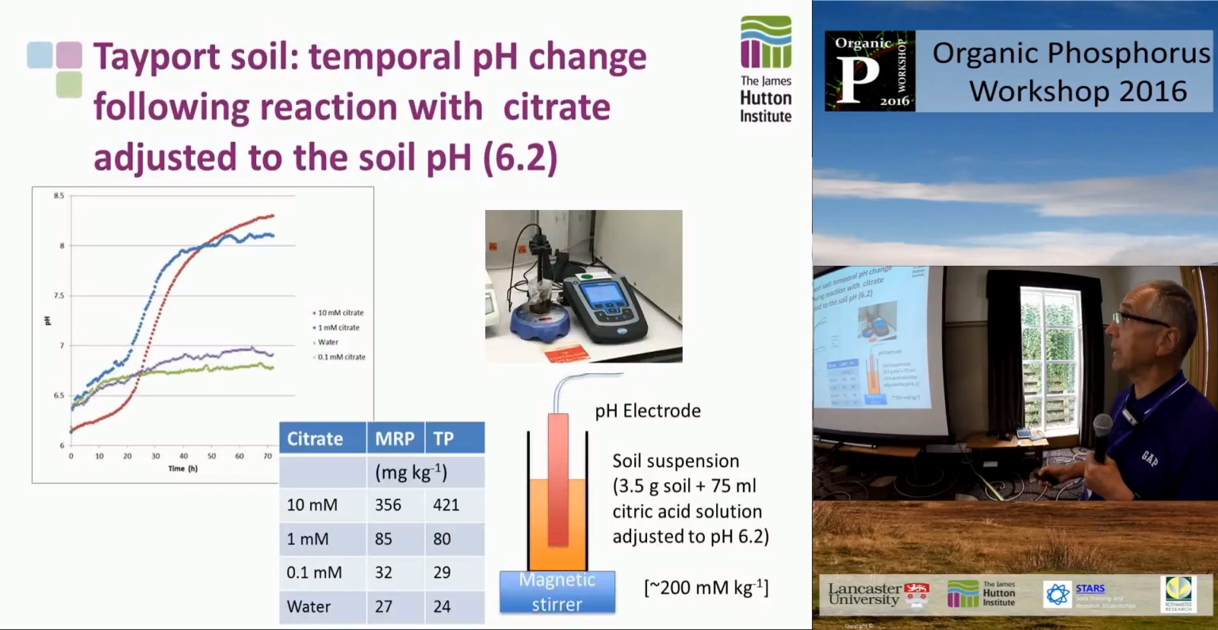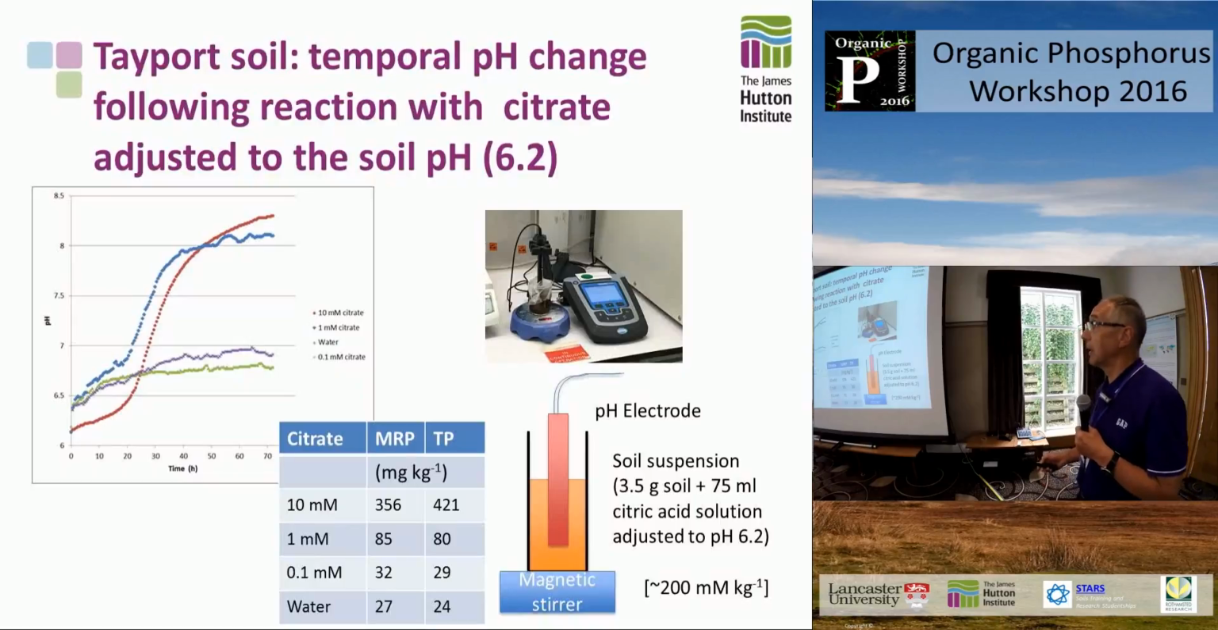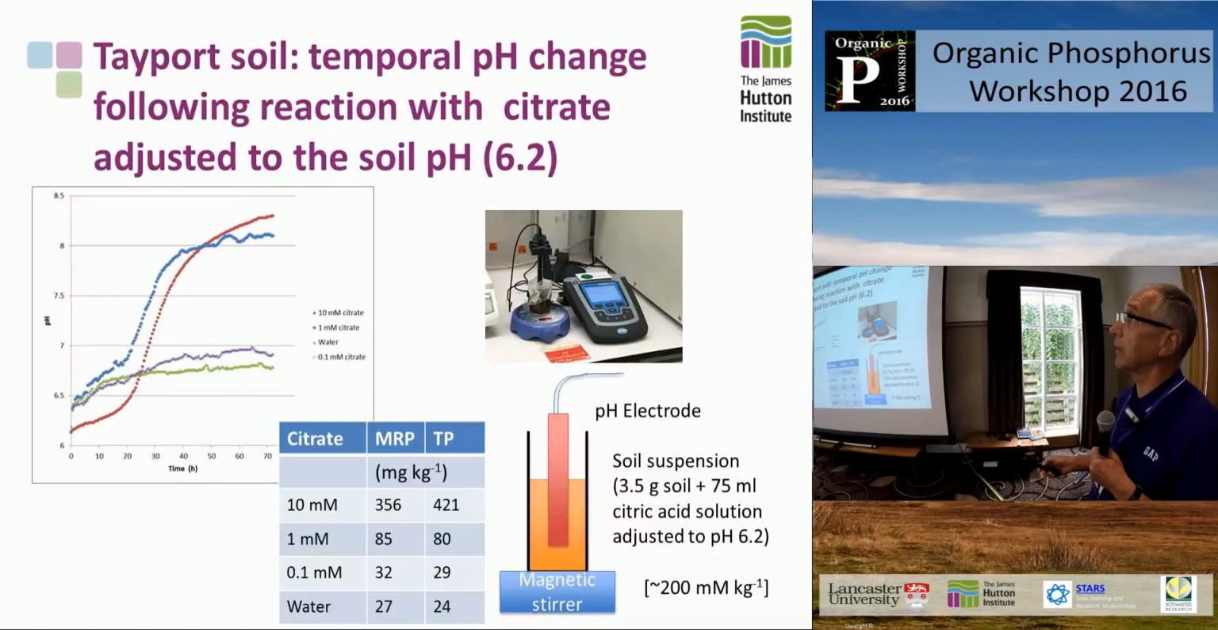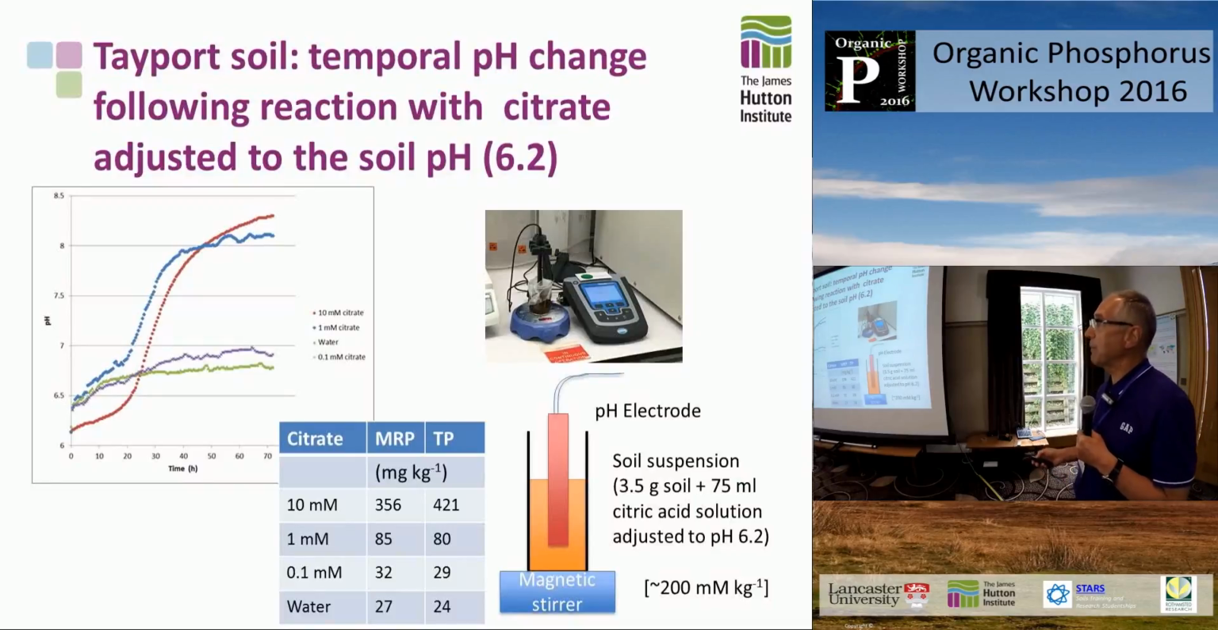So the red line here is for 10 millimolar citric acid. That's the same strength as I showed you earlier. And we can see that after a number of hours, the pH suddenly increases, going up from 6.2 up to over 8. It was a bit of a surprise to see that. And the same effect with 10 times lower concentrations, and a little bit with the water as well.